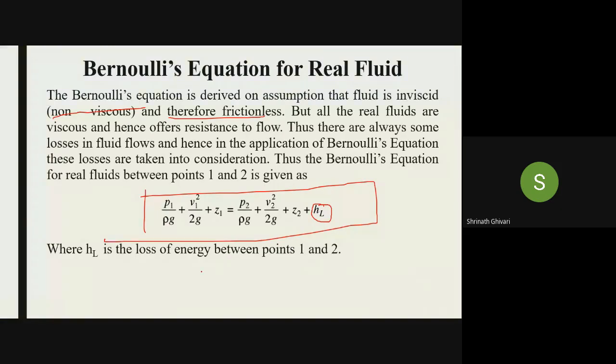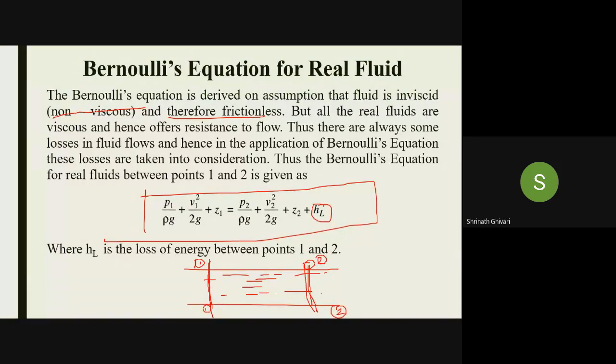For example, if this is a pipe through which a fluid is flowing, there are two sections, section 1 and section 2. At this point the velocity will be different, and at this point the pressure will be different. Why? Because whenever the fluid is flowing, it gets some resistance from the pipe and even from the fluid itself.